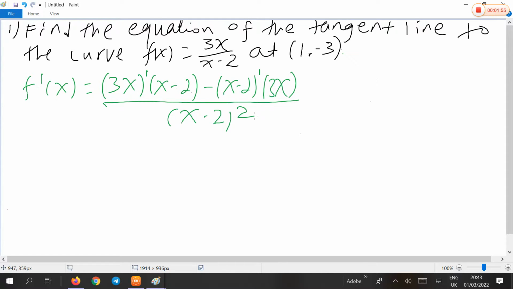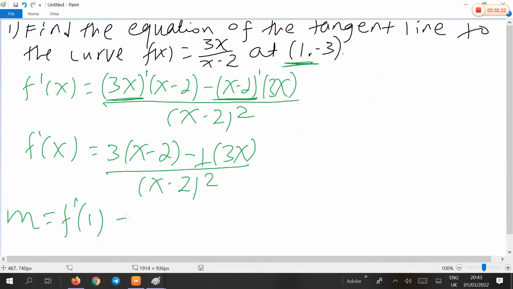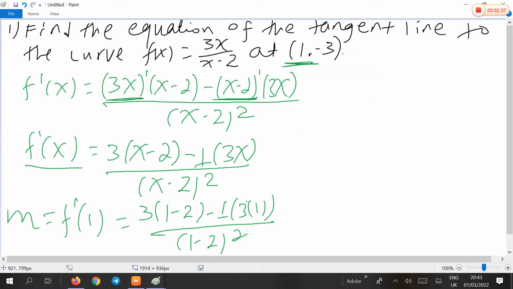using the quotient rule. So the first derivative will be given by: the derivative of 3x is 3 times (x minus 2), minus the derivative of (x minus 2), which is 1, times 3x, all over (x minus 2) the whole square. The slope of the tangent line is given by the first derivative at the given point 1. So if we substitute 1 in the first derivative, it will be (3 times (1 minus 2) minus 1 times 3 times 1) over (1 minus 2) the whole square.